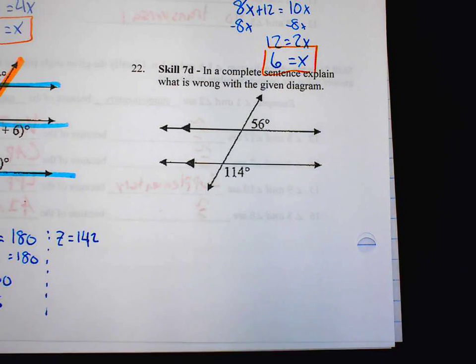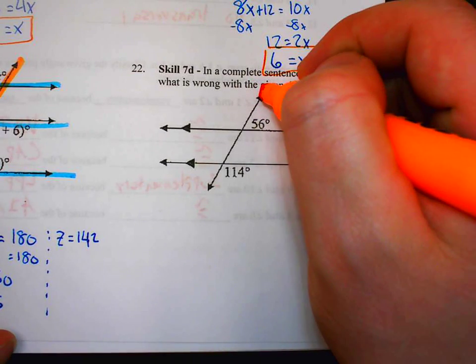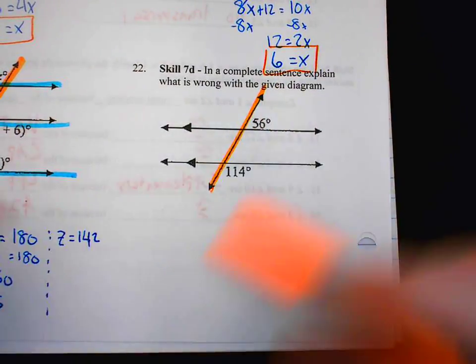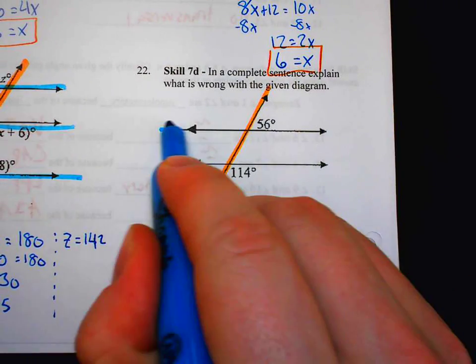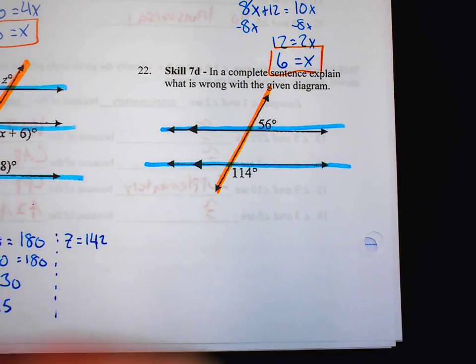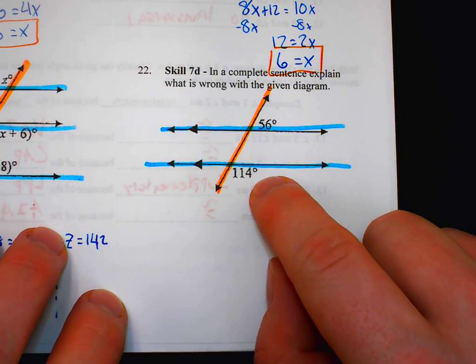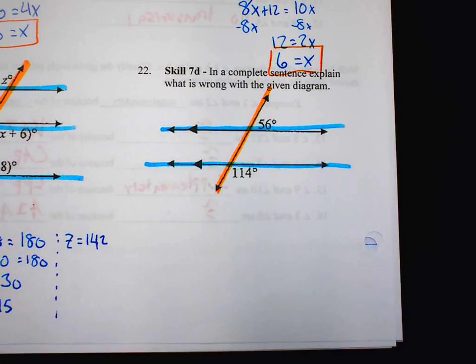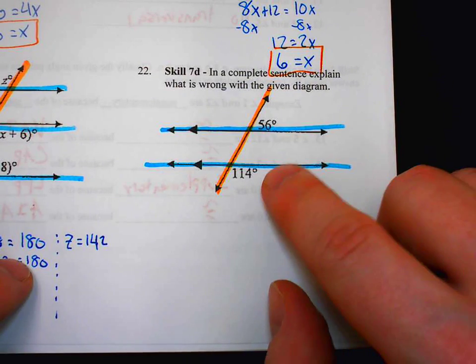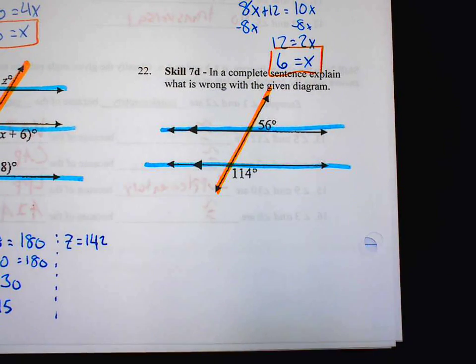Taking the same approach I have with all the other ones, I'm going to start by highlighting my transversal and my parallel lines. They're showing me that this angle is 56 and this angle is 114. What angle pair these make, and then see if these two angles meet the relationship that they're supposed to have.